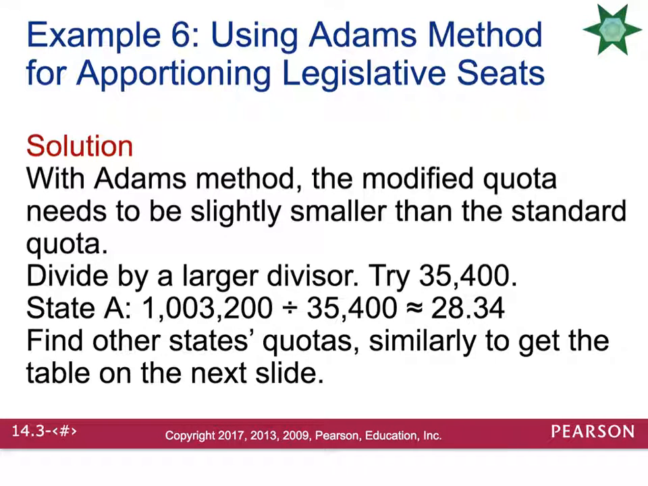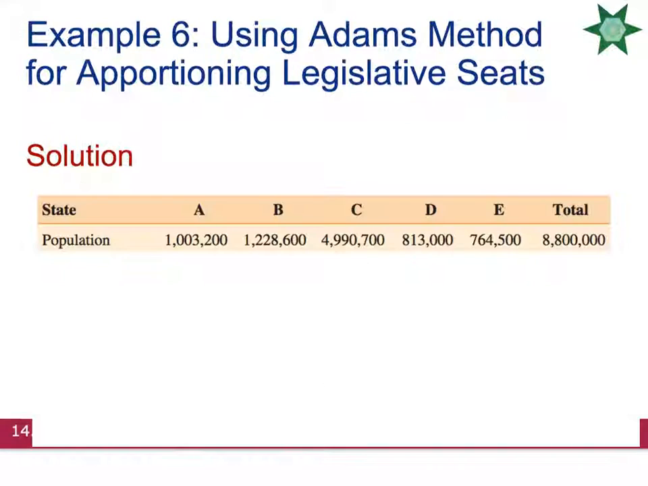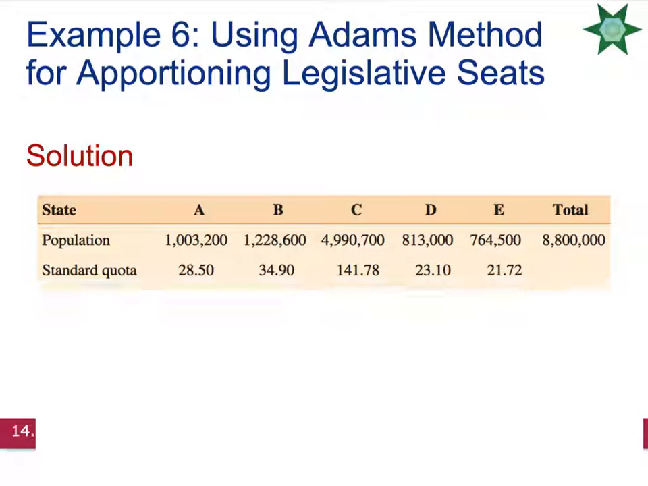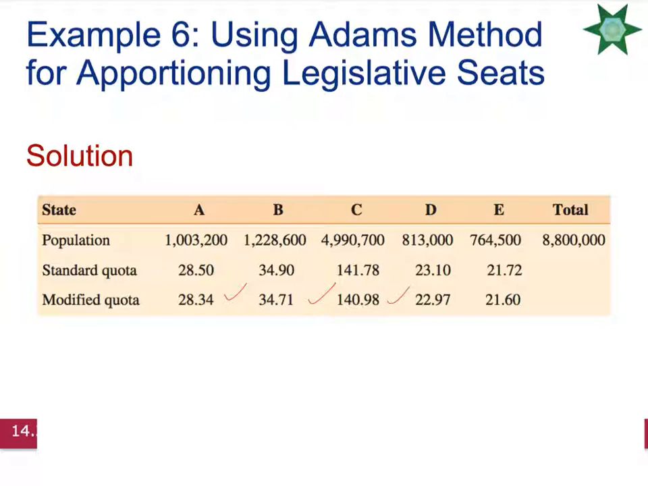Okay, so we were previously using 35,200. But this time we want to be able to round up, so we need to use a larger number. So they selected 35,400 to just try it and see if it works. When we do that, remember this first one is our standard divisor, which we know doesn't work. We're going to take our modified quota. So we'll take 1,003,200 divided by 35,400, and that's how we get our 28.34, and then our 34.71, and so on.